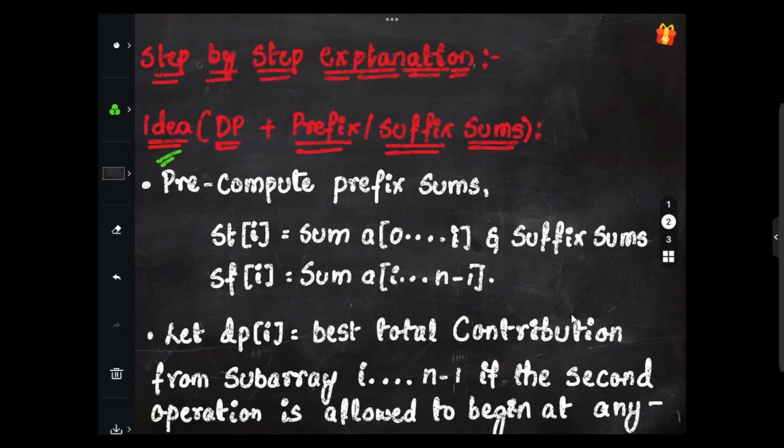So let's discuss the DP idea first, right? We'll be going with the DP along with the prefix and suffix sums. Accordingly with the question, we have to go with the prefix and the suffix, nothing but multiplying all the elements with -1.